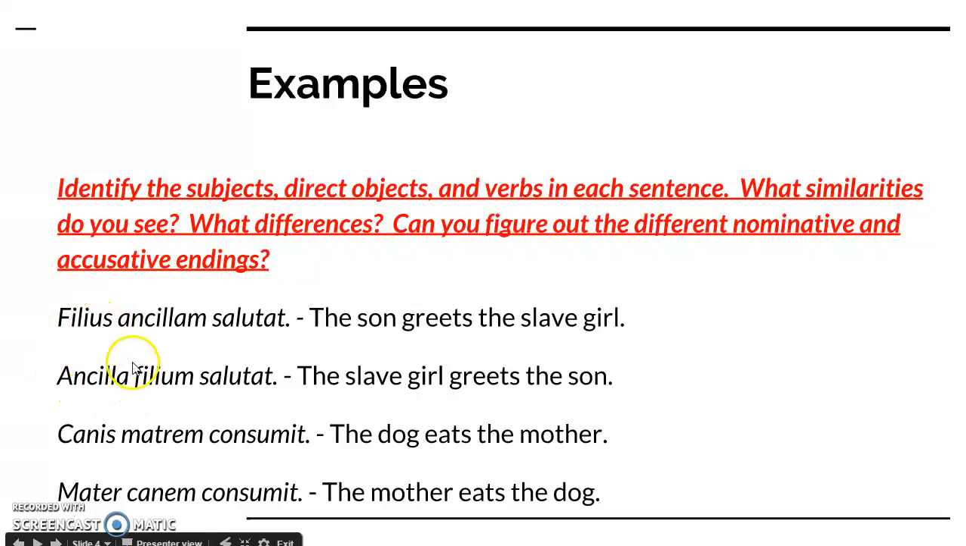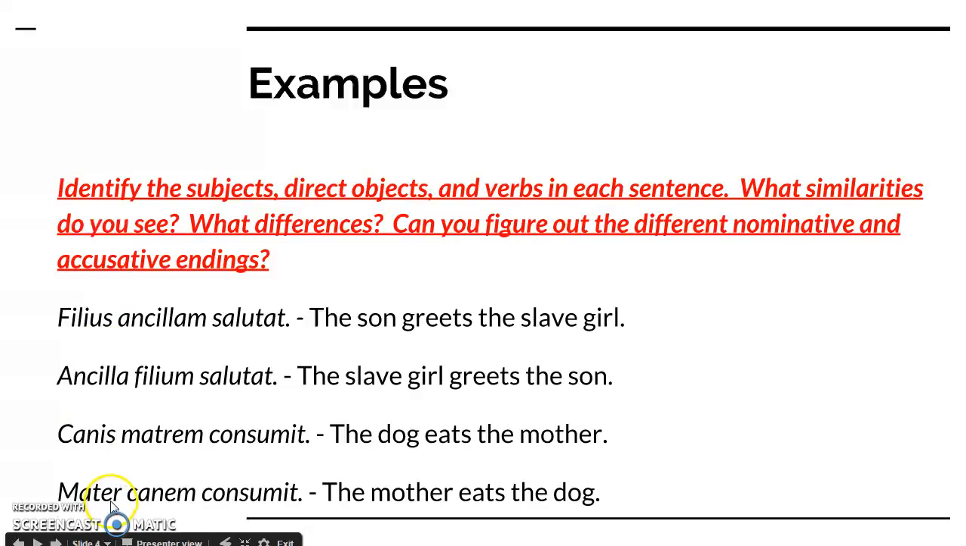Down here, ancilla is the subject, so it is in the nominative case, but for ancilla, the nominative case ending is A. Canis is the subject, so it will be in the nominative case. It has an IS ending, and mater is in the nominative case, and it has an ER ending. All the nominative cases in these sentences have different endings.